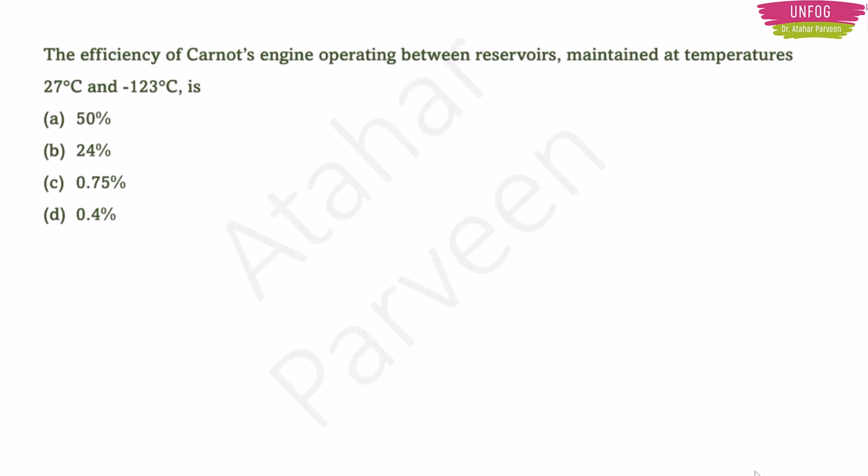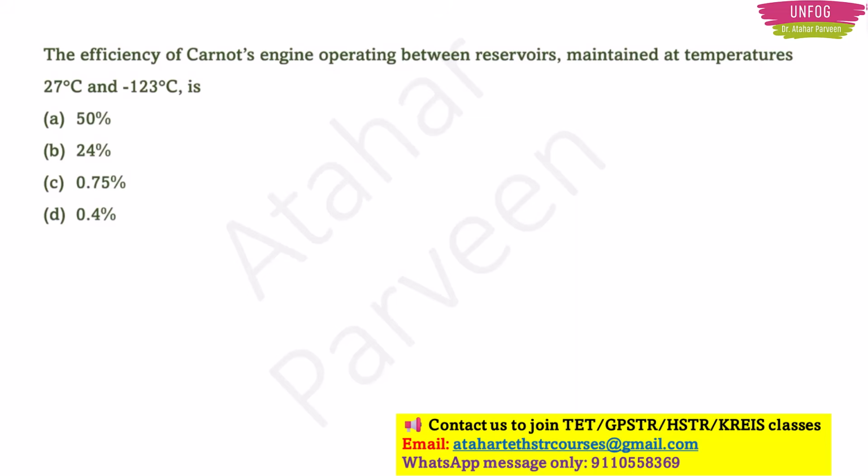Next question. The efficiency of Carnot's engine operating between reservoirs maintained at temperatures 27 degrees centigrade and minus 123 centigrade is. See, they have given 2 temperatures, right? But they are in centigrade. So first step to solve this problem is you have to convert this into Kelvin, right? So to convert into Kelvin, what you do? You have to add 273. But you have a minus 123, right? So it will become subtraction in the numerator, and you are using the same formula, 1 minus T2 upon T1.